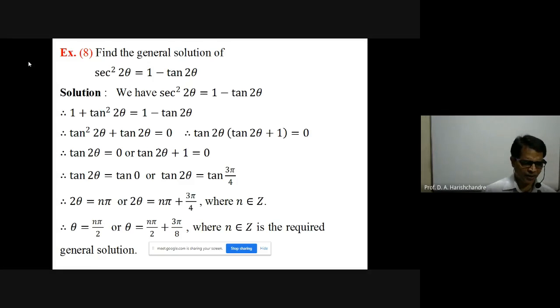Now, in the first case, tan 2 theta is equal to 0. On the right hand side, 0 can be replaced by tan 0 because we know that the value of tan 0 is 0. So it will be turned into tan 2 theta is equal to tan 0.